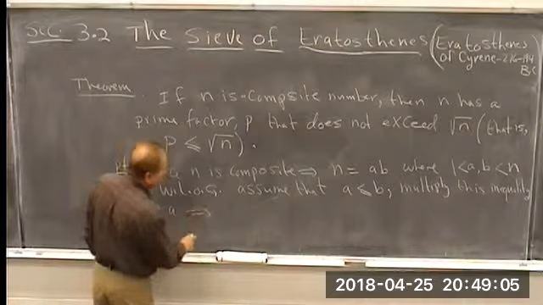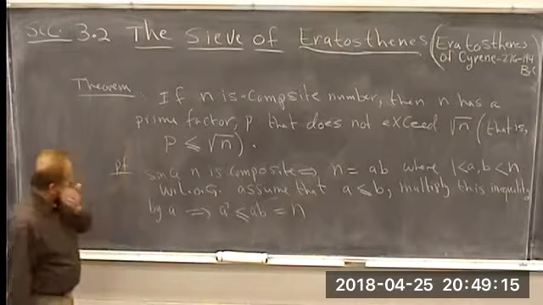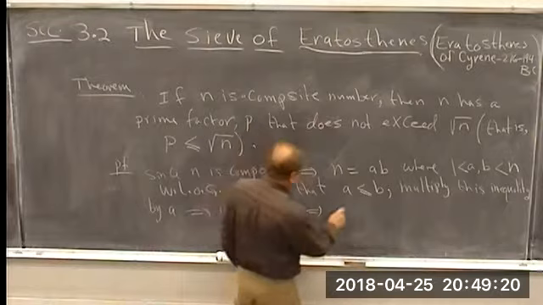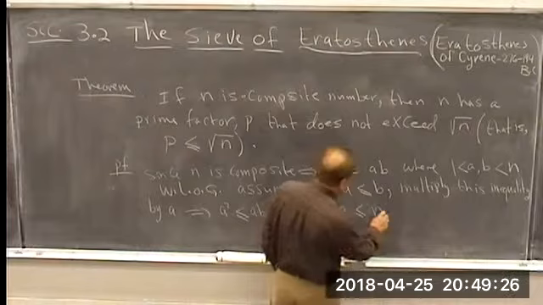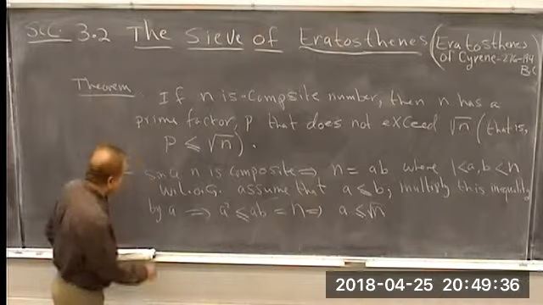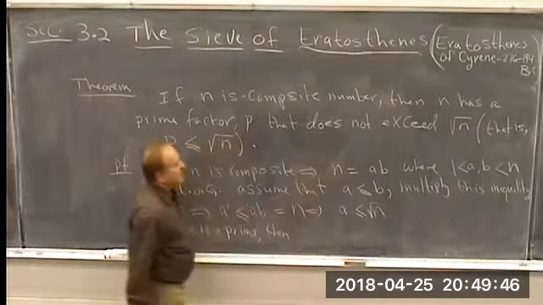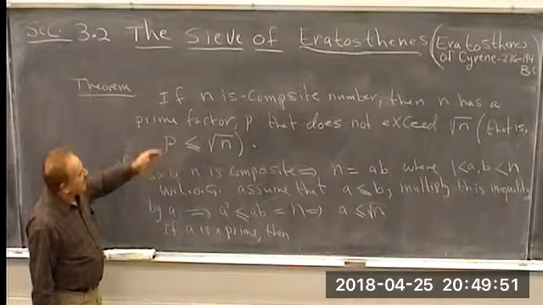So this implies that a squared, and a is positive, it's bigger than 1, is then ab, and this is equal, of course, to n. Alright? And this implies, by taking the square root, that a is less than or equal to square root of n. Now, if a is a prime, then we are done. We found a prime factor of n that does not exceed the square root of n. Then we are done.